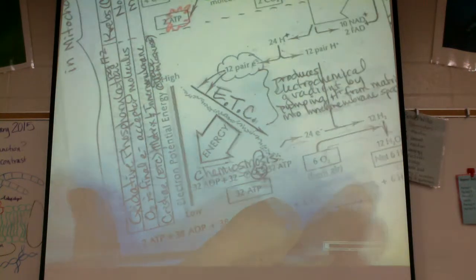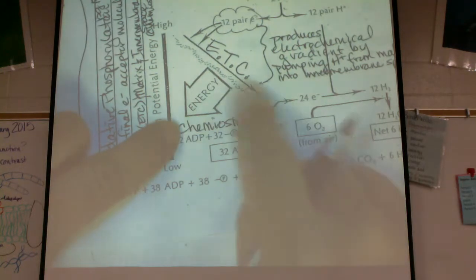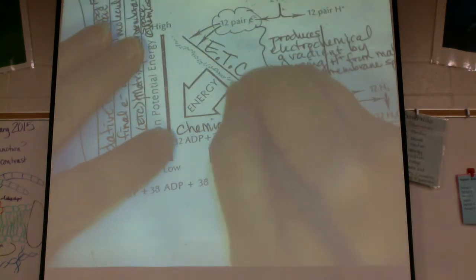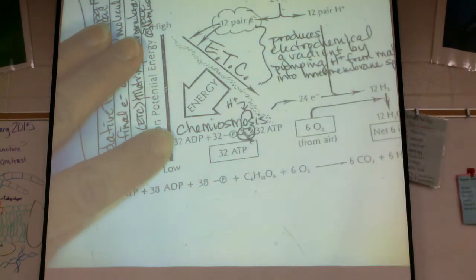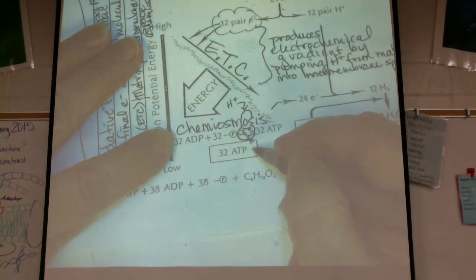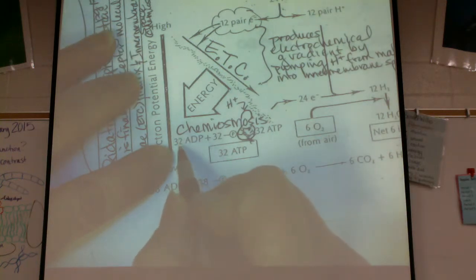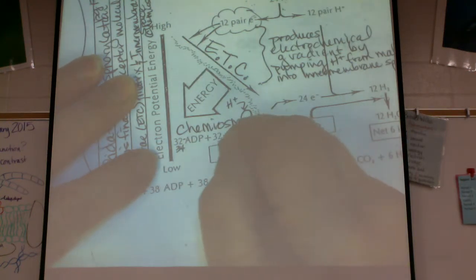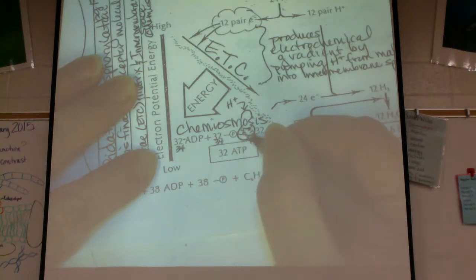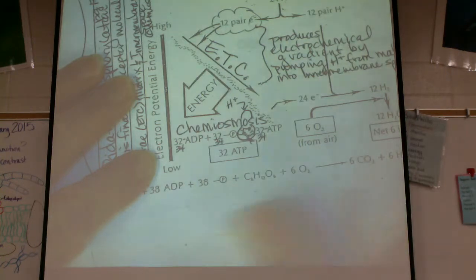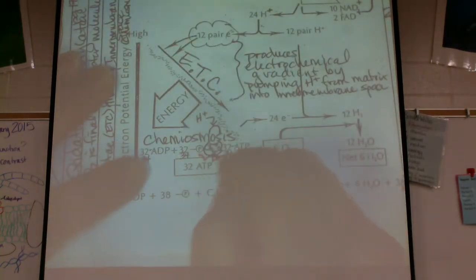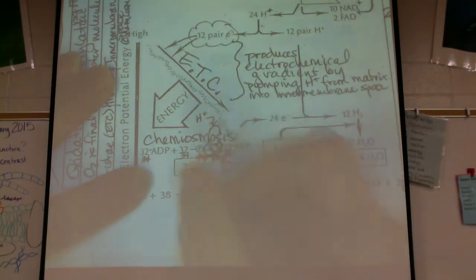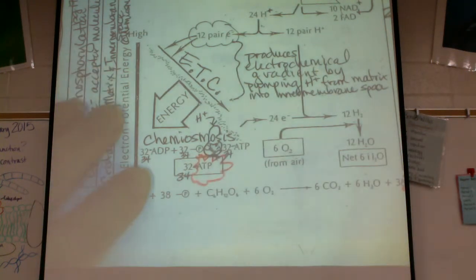Okay, so this chemiosmosis uses ATP synthase, and these little hydrogen ions are going to rush back through here. When they go in out here and into the matrix, 32 to 34 ADPs and 32 to 34 phosphates are put together to make 32 to 34 ATPs. So you're going to get 32 to 34 ATPs out of that process.